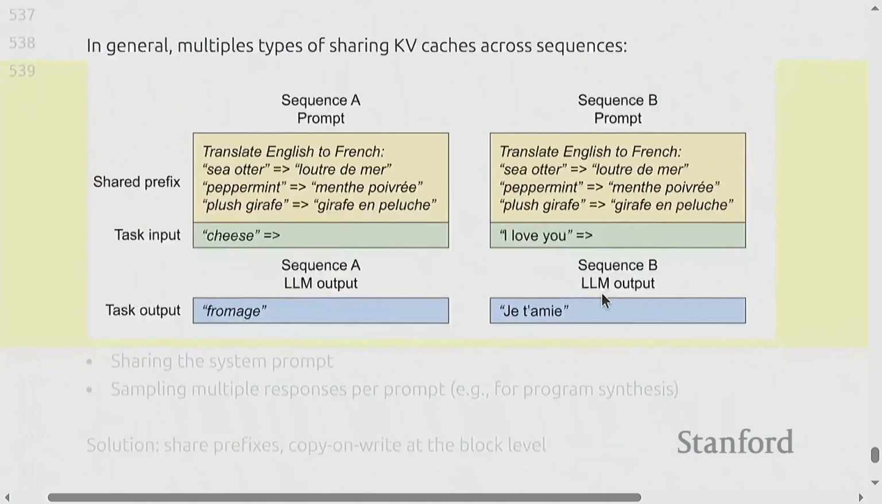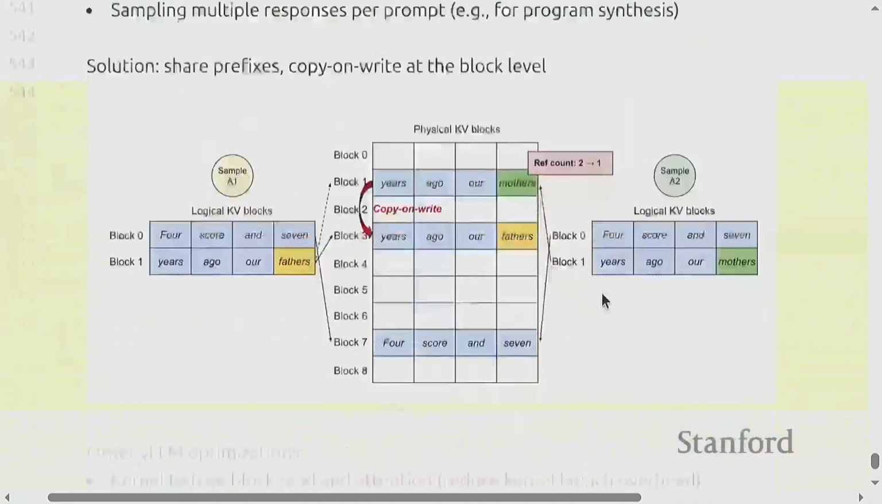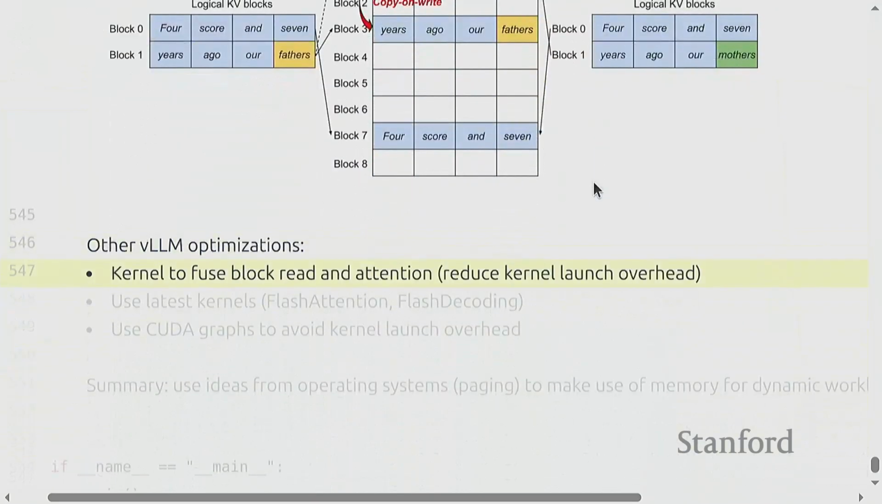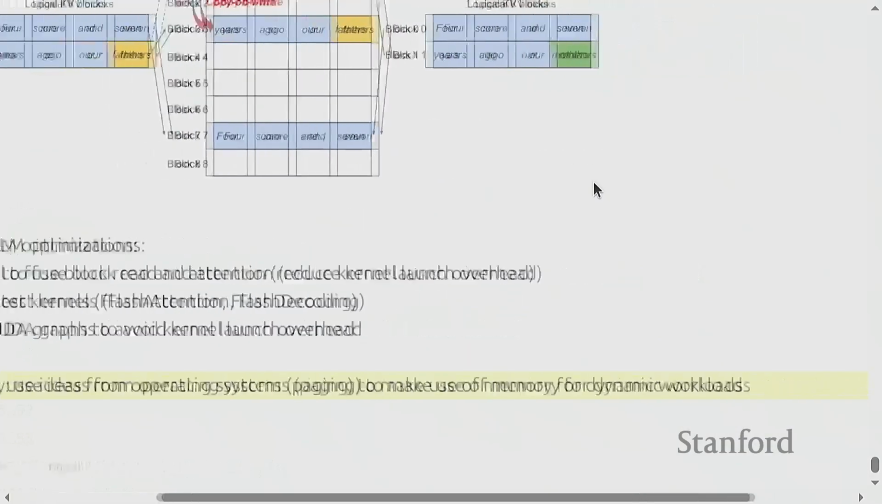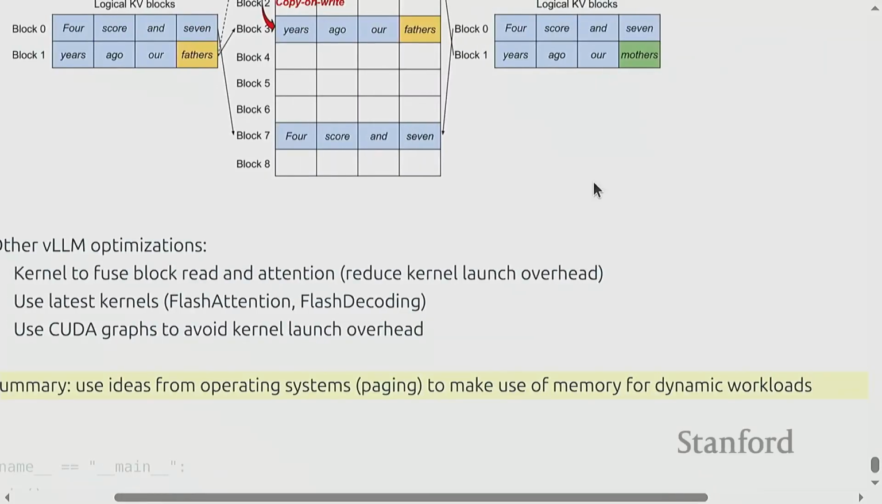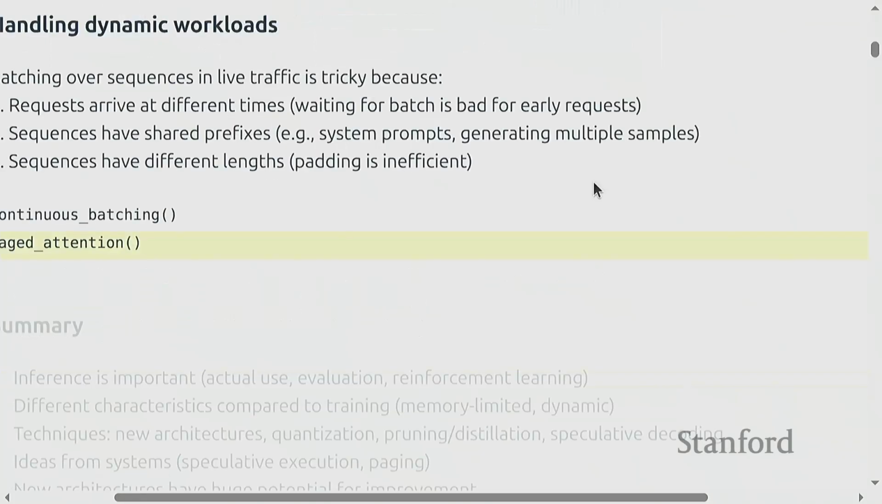You can also play tricks where, if you have sharing of prefixes, there's another idea from operating systems, which is copy-on-write. You maintain reference counters for how many sequences are using a particular block. Then if you need to diverge and have blocks go in different directions, you copy and reduce the reference count. There's a bunch of other vLLM optimizations, which I won't go through. But basically the summary is, remember your operating systems classes: you can apply them to inference as well.